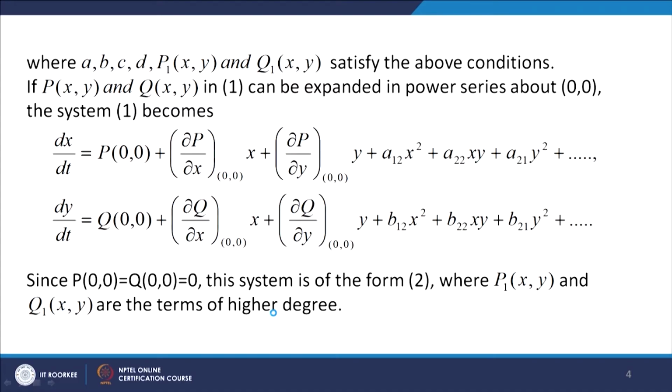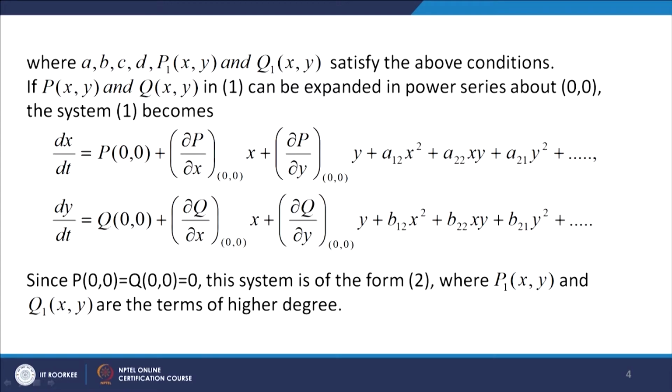Now, if P(x,y) and Q(x,y) in the system 1 can be expanded in a power series about the point (0,0), then we can write the system 1 as dx/dt equal to P(0,0) plus the partial derivative of P with respect to x at (0,0) times x, the partial derivative of P with respect to y at (0,0) times y, and then second order terms. So, a12 times x squared, a22 times xy, a21 times y squared, and then higher order terms.